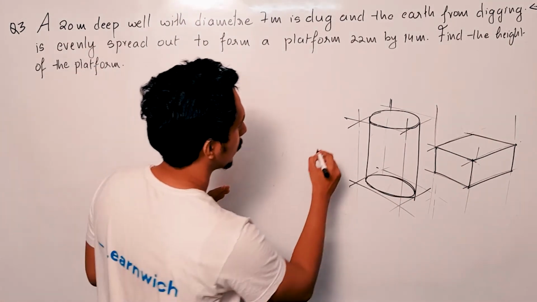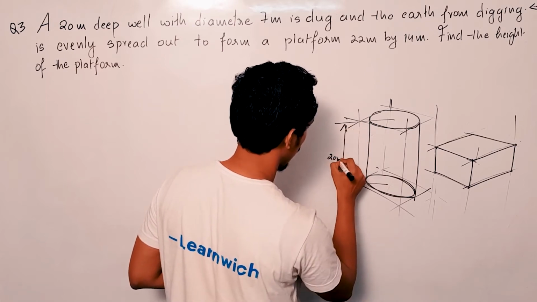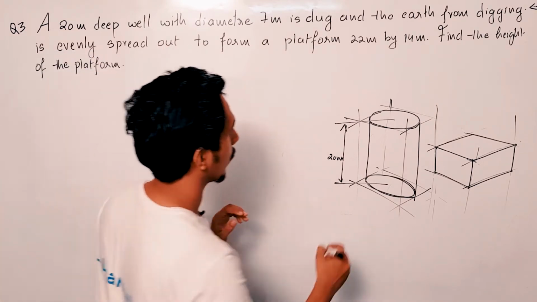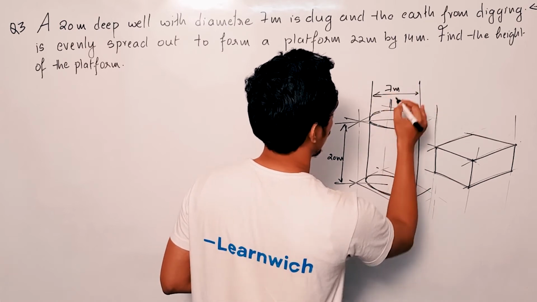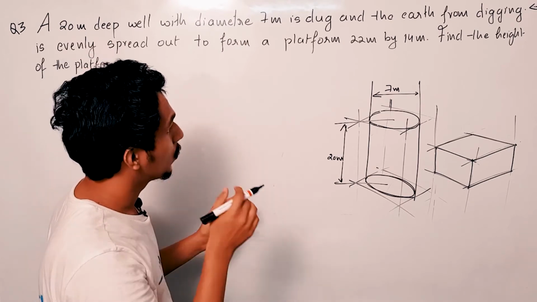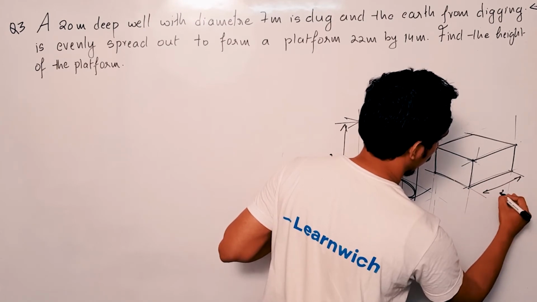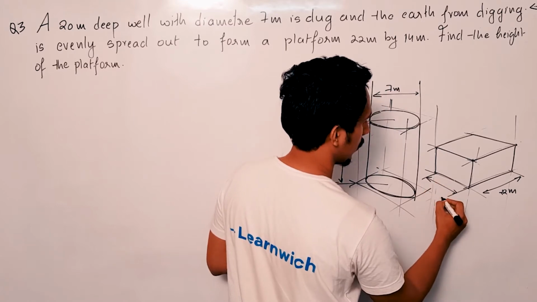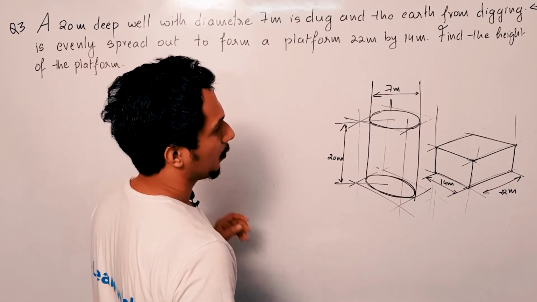20 meter deep well. So I'm just going to mark the height here. It's a 20 meter deep well, and it's dug, and the earth is diameter 7 meter. Okay, diameter is given as 7 meter. It is dug and evenly spread out to form a platform 22 meter by 14 meter. So this length is given as 22 meter, and this is 14 meter, and the height of the platform we have to find out.